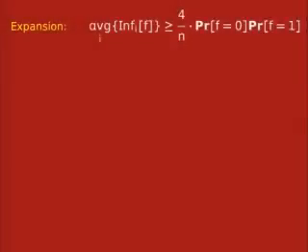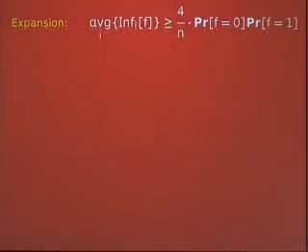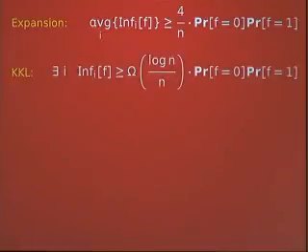Great. So yeah, just this statement about the expansion of the hypercube, or edge isoperimetry, says that the average of the influences is at least constant over n, and KKL says that actually the maximum is at least log n over n.